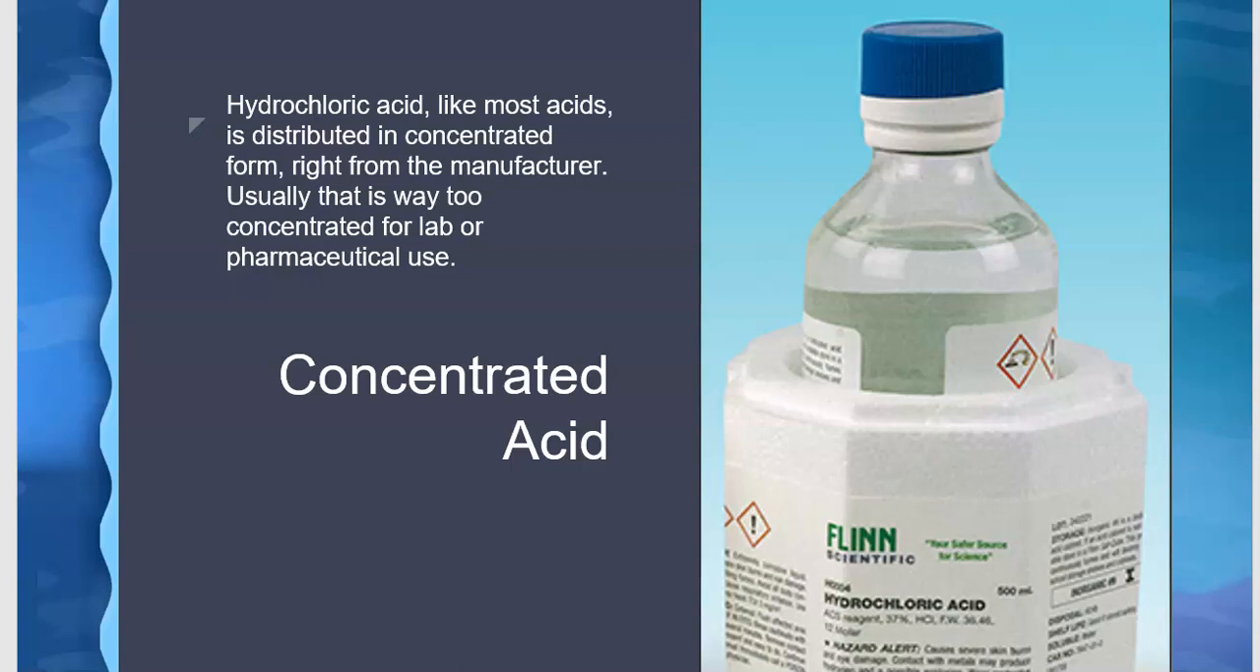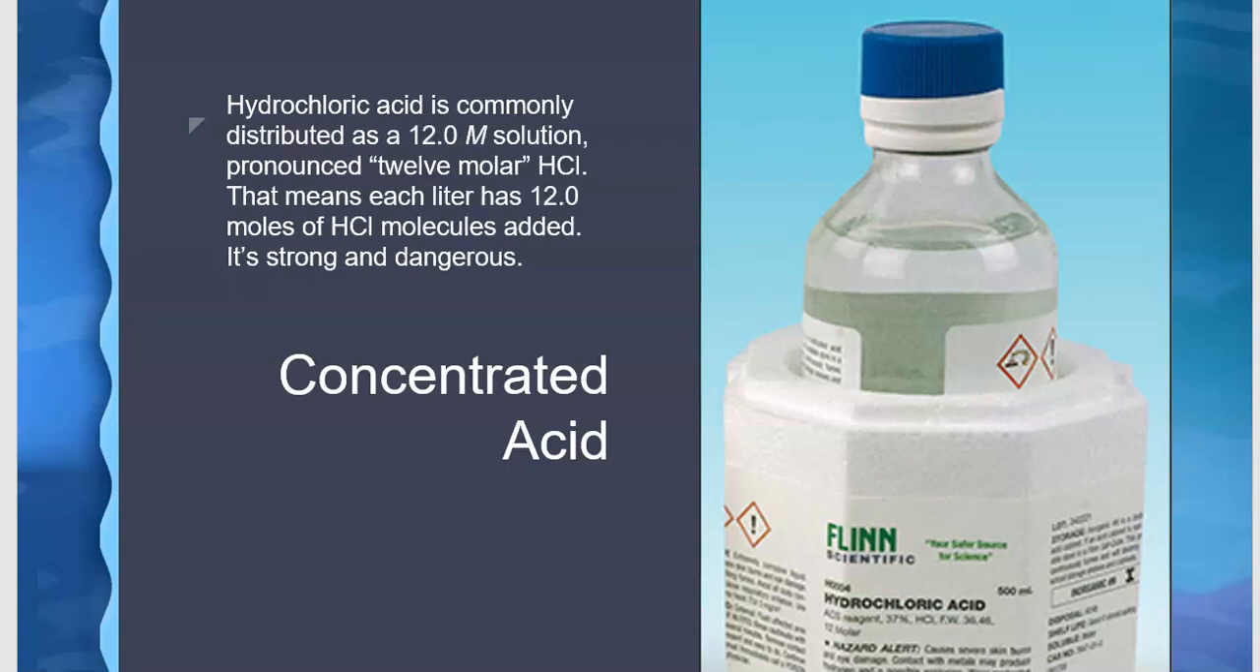So for example, here I have an example of a concentrated acid solution. Hydrochloric acid can be distributed right from the manufacturer in concentrated form, but the concentration is usually too high. There's too many moles of hydrochloric acid per liter for it to be useful to us in the lab or in pharmaceuticals. Hydrochloric acid commonly comes as a 12.0 molar solution, 12 molar HCl. And that means that each liter has 12.0 moles of hydrochloric acid molecules in it.